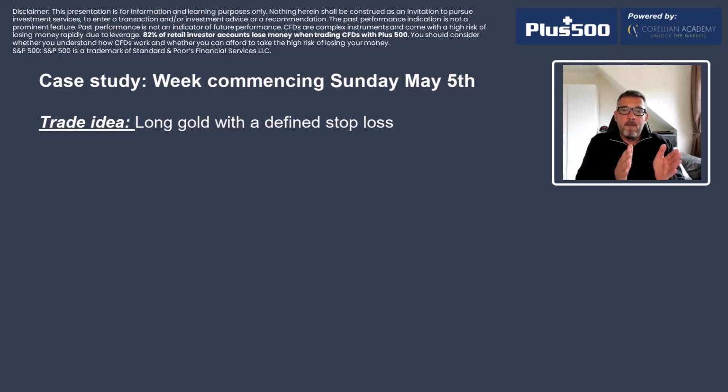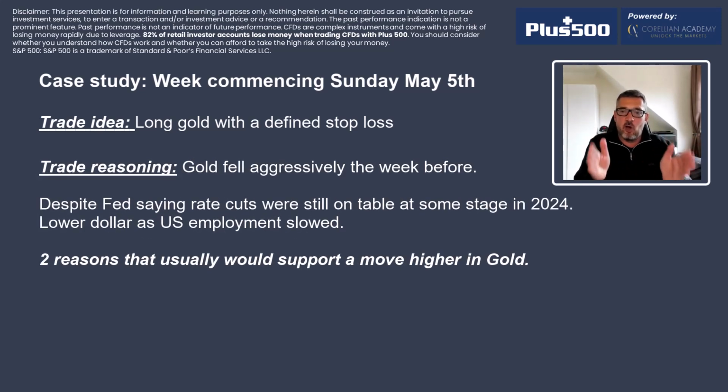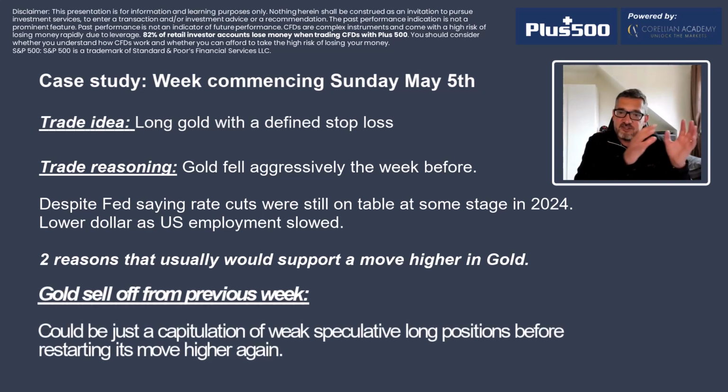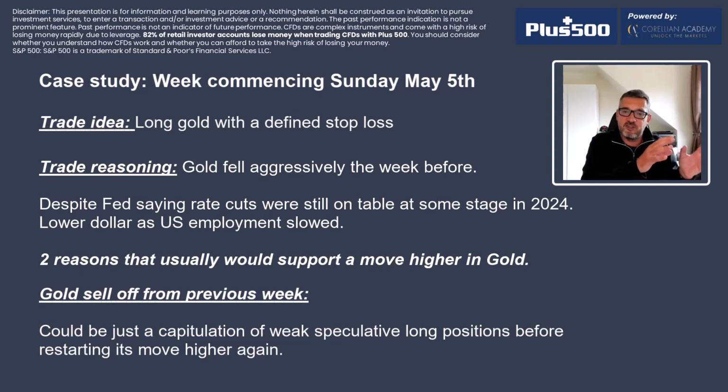My reasoning behind this trade is that gold has just fallen aggressively in the previous week, even though the Federal Reserve stated they were still considering rate cuts in 2024 and the dollar had turned lower as US employment slowed. Usually two reasons that would help support an up move in gold prices. This led me to think that the sell-off was just a capitulation of weak speculative long positions, and once this short-term period of volatility was over, prices may start to rise again.